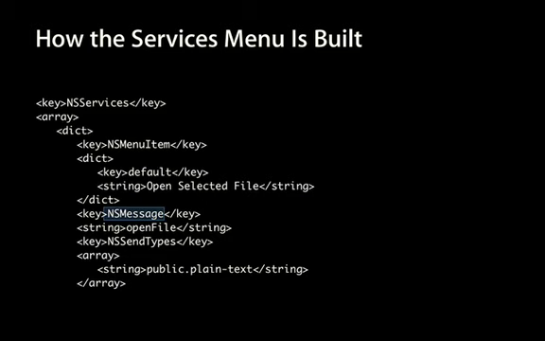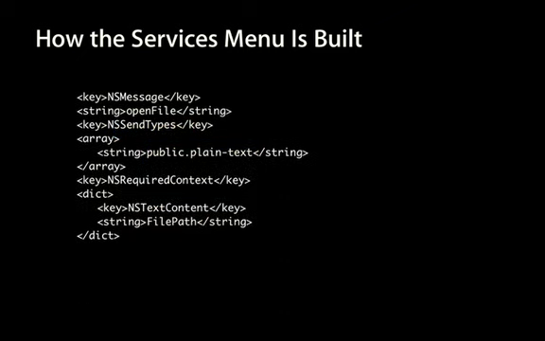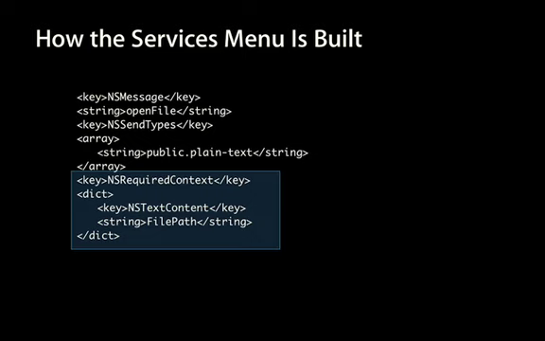Another important key is NSMessage, which is the name of the Objective-C method that your service provider implements. So this is what connects the programmatic service providing to the app's info plist. And lastly are NSSendTypes and NSReturnTypes. And these are pasteboard types, or better yet, in Leopard and later, UTIs, which are the types that your service provides or receives. So open selected file will open a text file if you select the path, and in this case, it receives text.